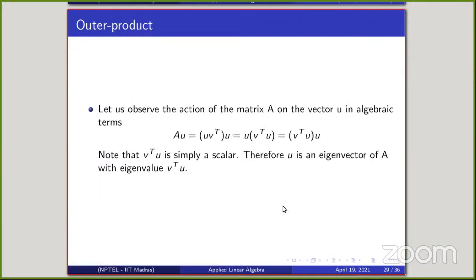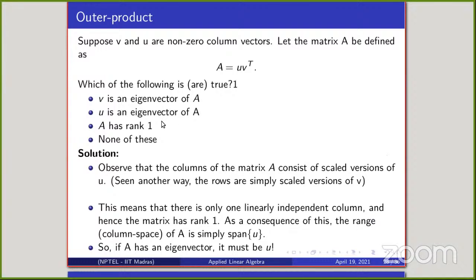To check that, we'll see what happens when we act A onto U. AU will be simply U V transpose times U. And if you notice, V transpose U is simply a scalar, so you can put it anywhere you want. This is simply a scalar multiple times the vector U. Because we have AU equal to some scalar multiple times U, U is an eigenvector of A with eigenvalue V transpose U. So the second option, U is an eigenvector of A, is correct.